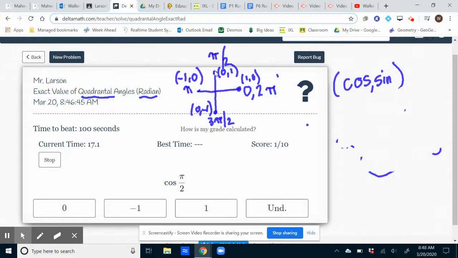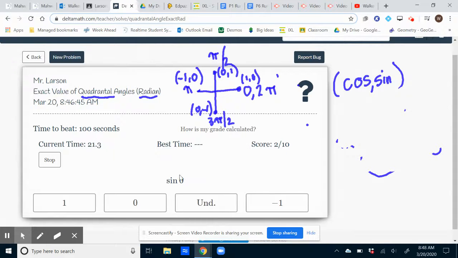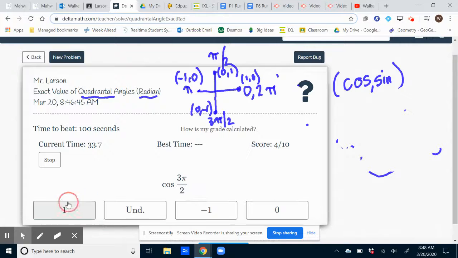Pi over 2 is 90, cos is the x, so that's 0. Okay, sine of 0, 0. We're looking at the y value, so that's 0. Okay, tan of 0, 0 is the y, 1 is the x, sine over cos, 0 over 1 is 0. Okay, so you guys get the idea. If you have that picture drawn, it will help you so much in this skill.